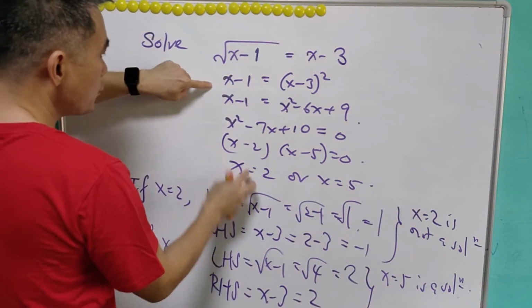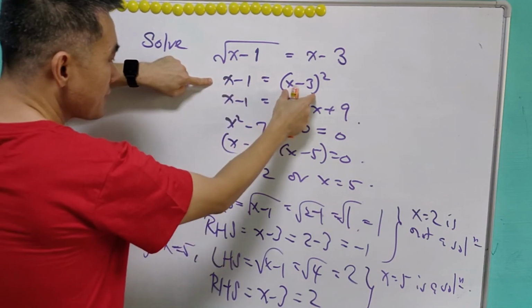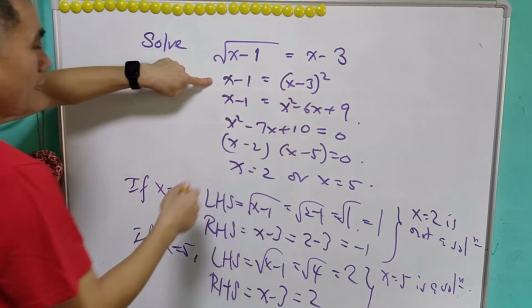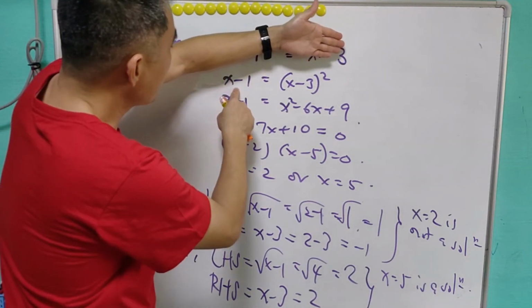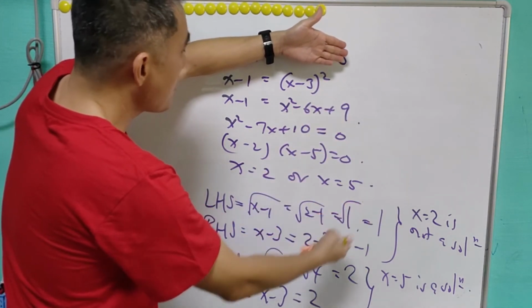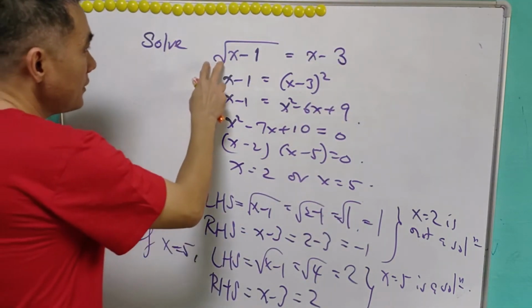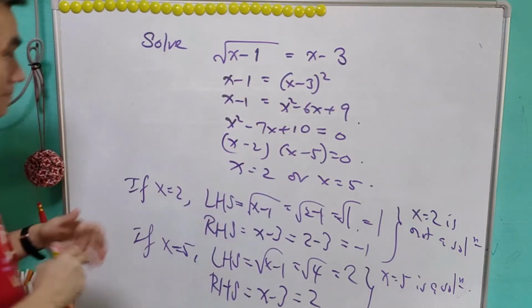When you substitute x equals 2 into the second line, the left hand side is equal to 1 and the right hand side is also equal to 1. So if the original equation started from x minus 1 equals (x minus 3) squared, then we have two answers. However, the original question is square root of x minus 1 equals x minus 3.